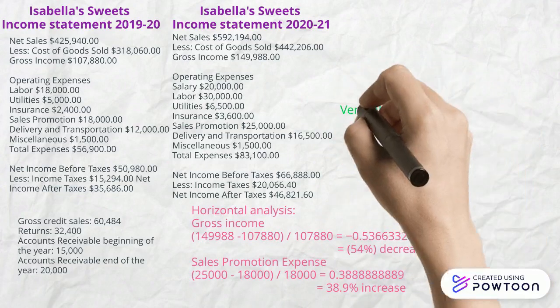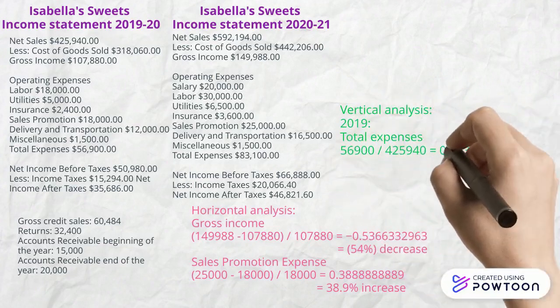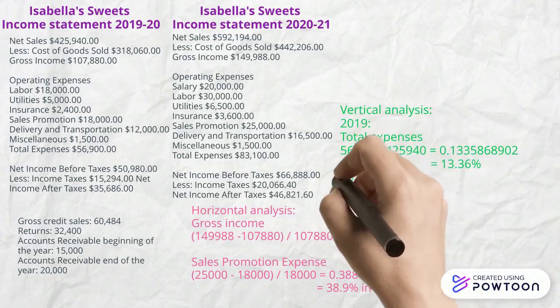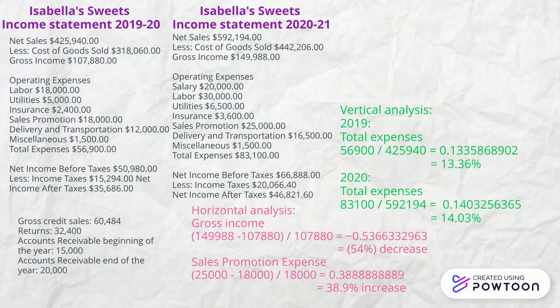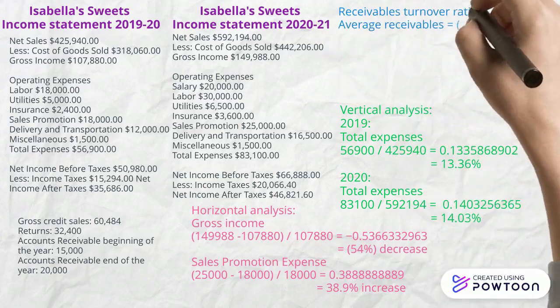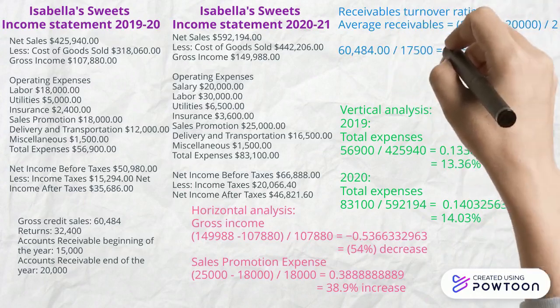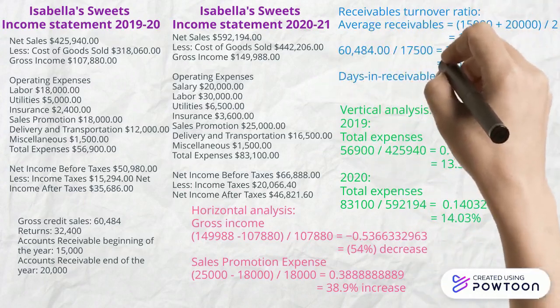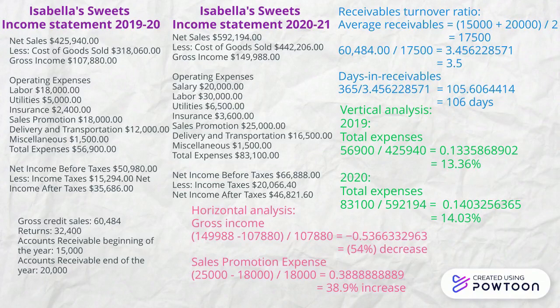Vertical analysis was completed on the total expenses in 2019 and 2020. In 2019, it was found that the total expenses accounted for 13.36% of the total net sales. In 2020, the total expenses accounted for 14.03% of net sales. This showed a slight increase in the expenses, however not an alarming amount. Finally, the receivables turnover ratio was calculated, dividing the gross credit sales by the average receivables to get a ratio of 3.5. Transformed into the days in receivables ratio, it is found that Isabella Sweets takes about 106 days between selling an item and collecting the receivables.